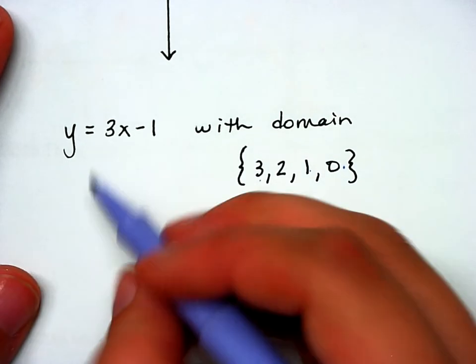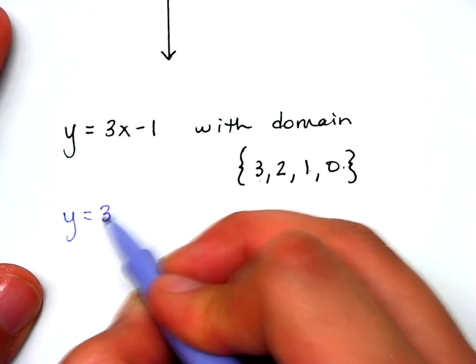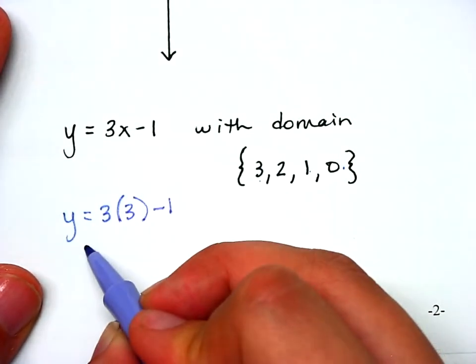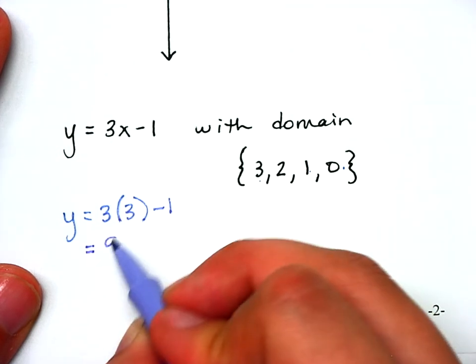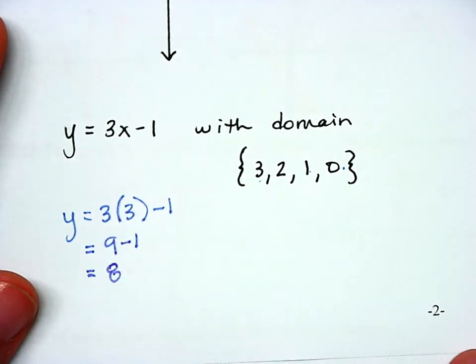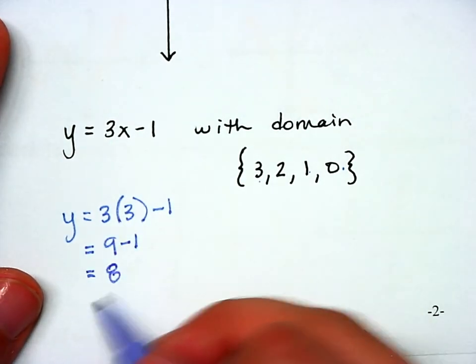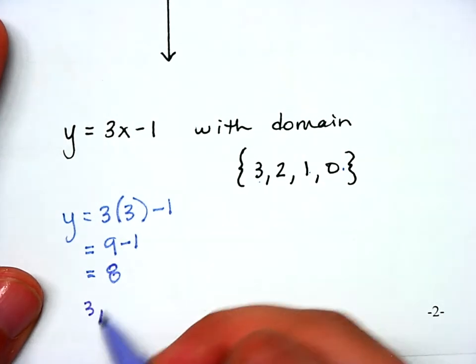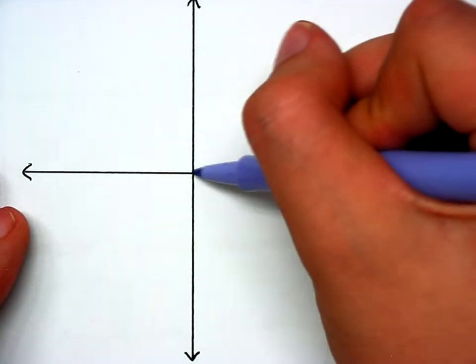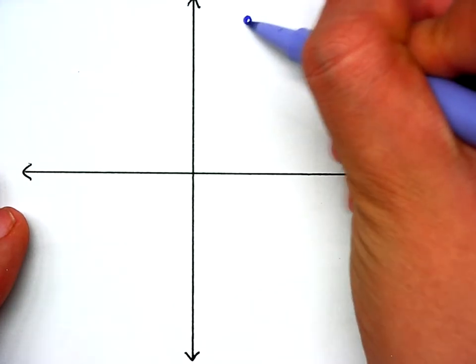Let's start with 3. So y equals 3 times, and then I'm going to put 3 in for x. So this gives me 9 minus 1, which is 8. Okay, so my first point is 3, 8. I'm going to plot that on my graph. I don't have numbers, but we're just going to eyeball it. So over 3 and up 8.